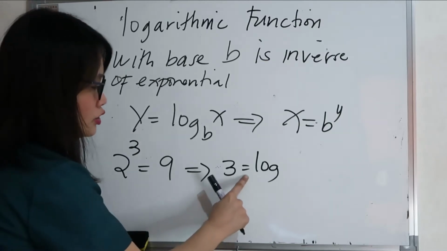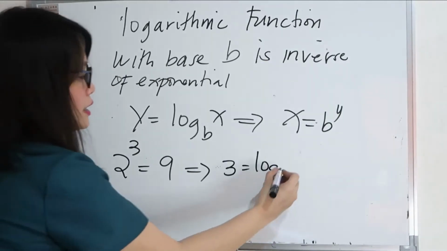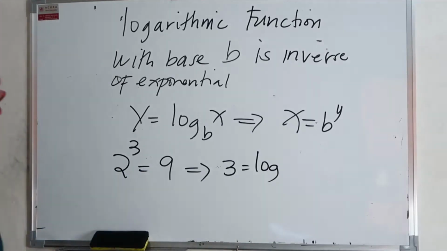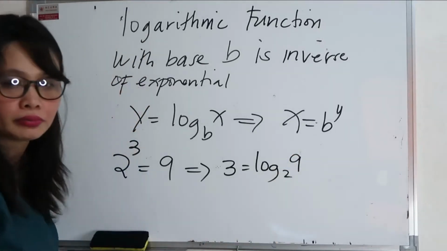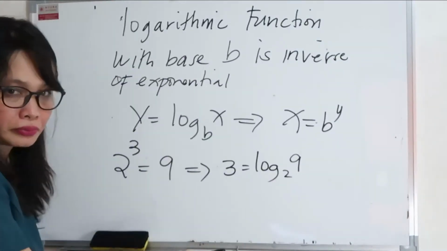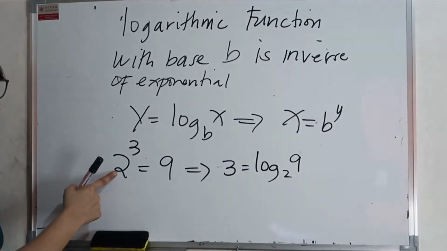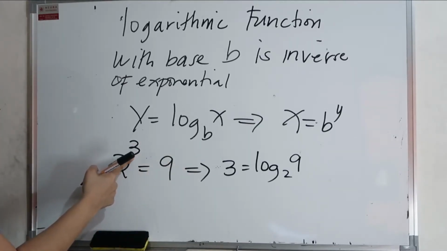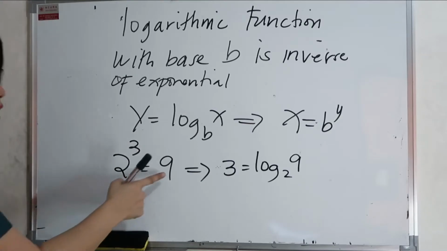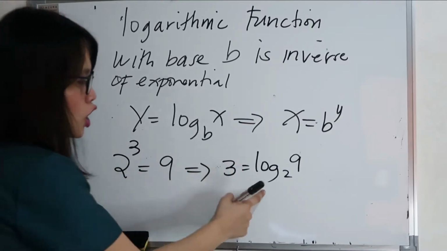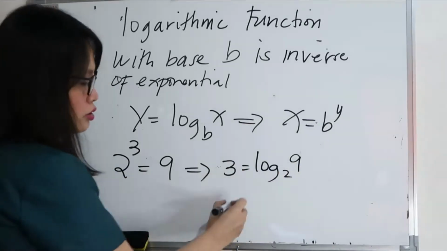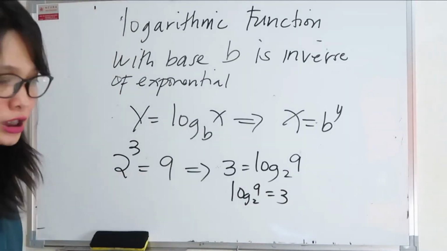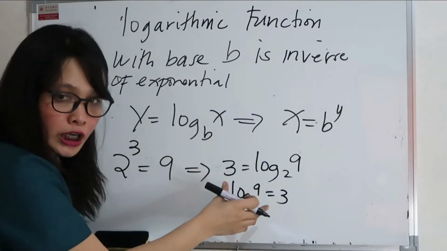It will be 3 equals log 9 with a base 2. So 2 here will be your base, and 3 here refers to your y, and 9 here refers to your x. So we have log 9 with a base 2 equals 3. That's how we convert an exponential function to a logarithmic function.